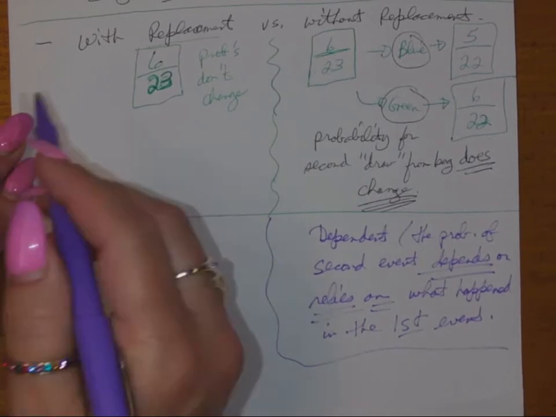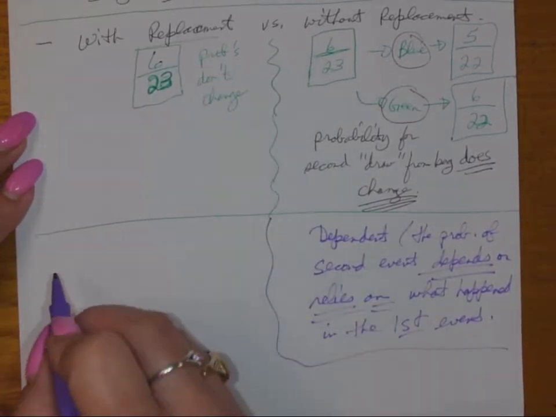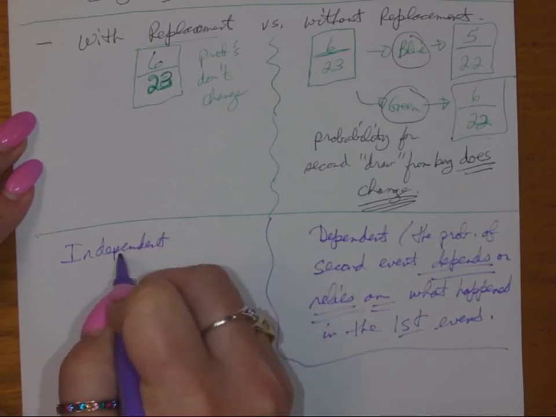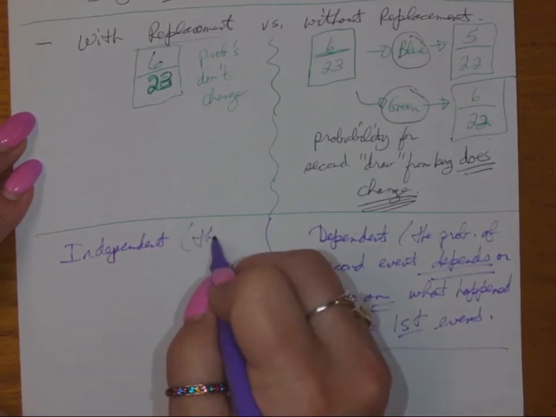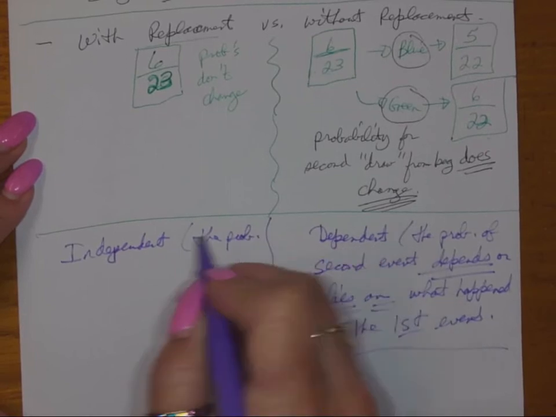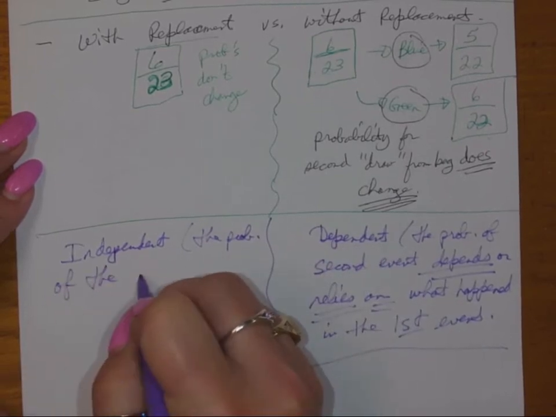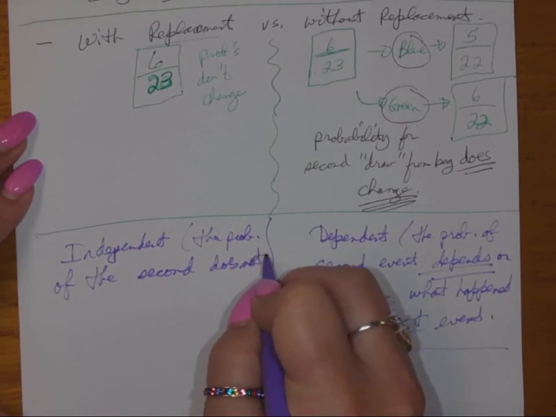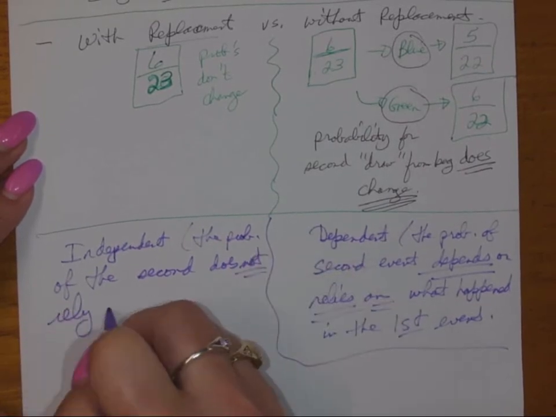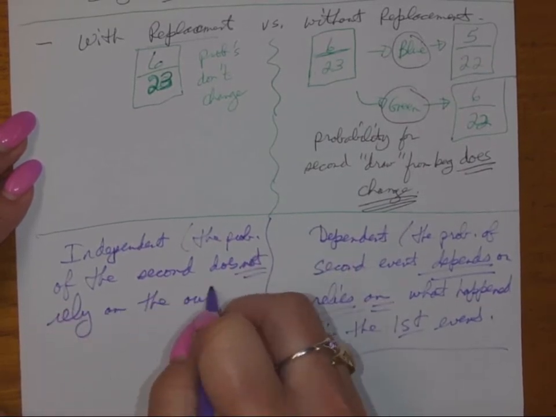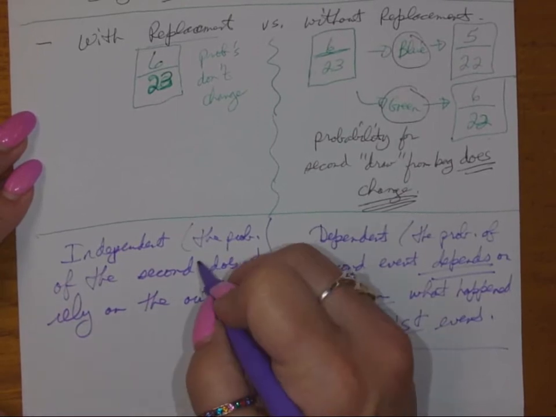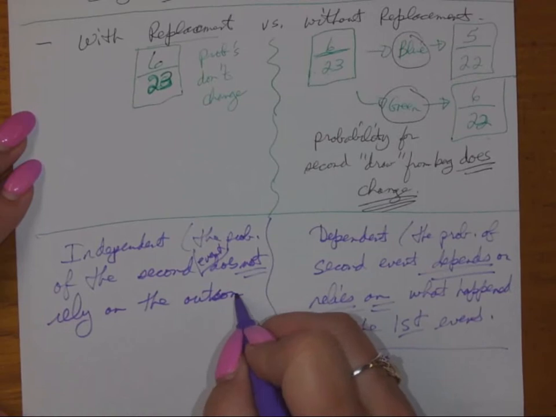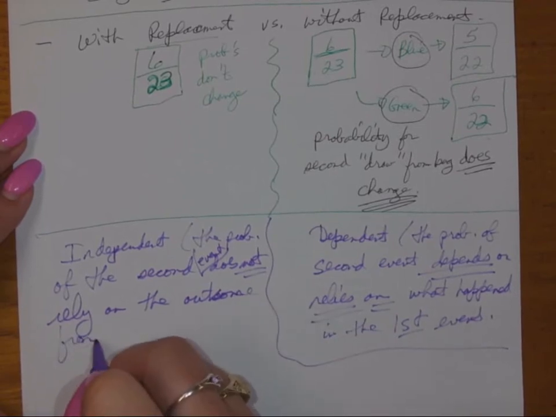But on this one, the first guy, he's independent. Okay, meaning that the probability of the second event does not rely on the outcome from the first event.